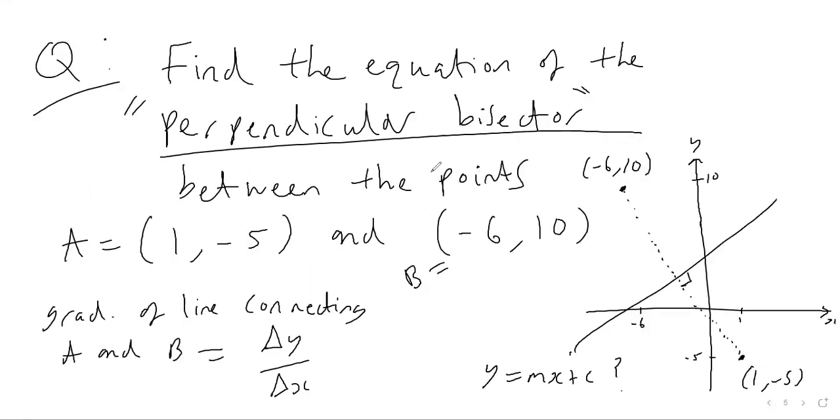Okay, so again, it's a bisector. It chops these 2 points in half. It goes halfway between them. So we need to work out this midpoint value here, this m value. That's what we need to calculate. So how are we going to calculate the midpoint?